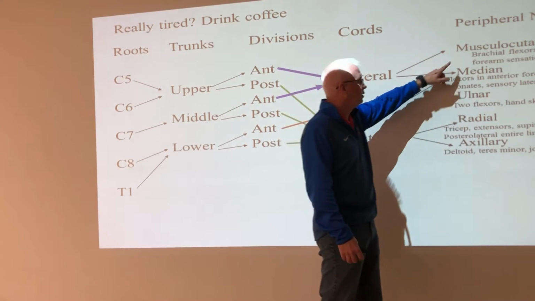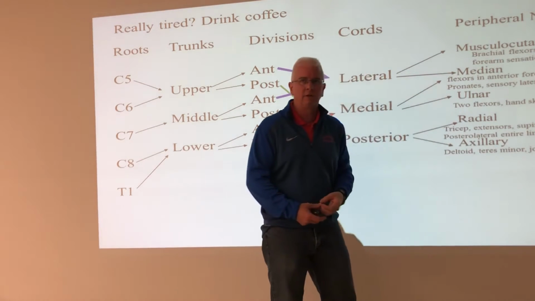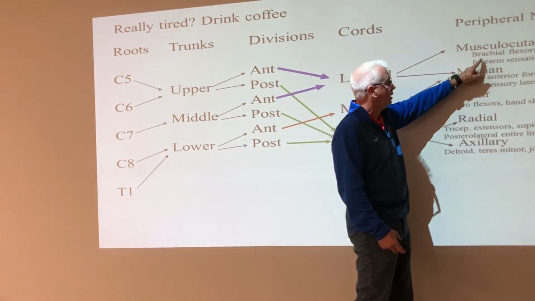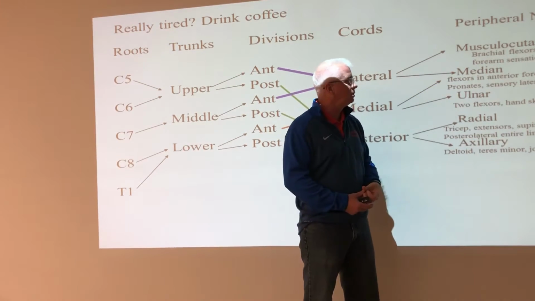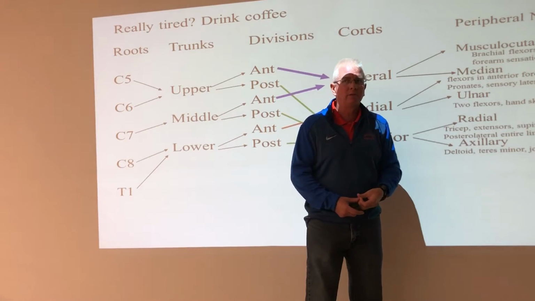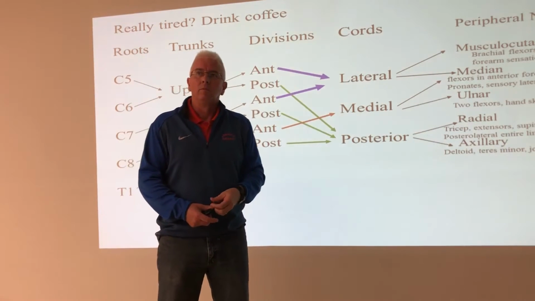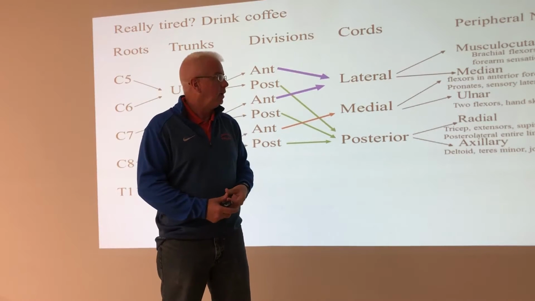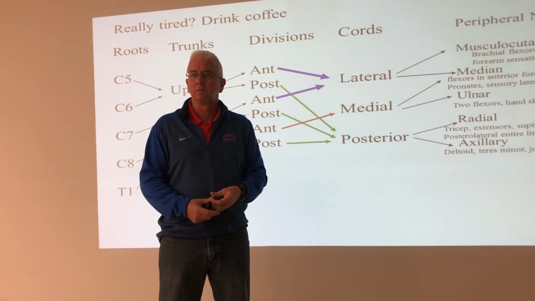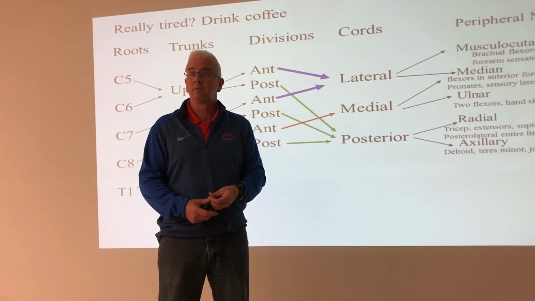All right, so the first one on the list is the musculocutaneous nerve. It says here that it is for brachial flexion and lateral forearm sensation. Okay? So, what do I mean by brachial flexors? The brachium is the humerus. That's the upper arm. So I'm going to flex at the upper arm with the musculocutaneous.